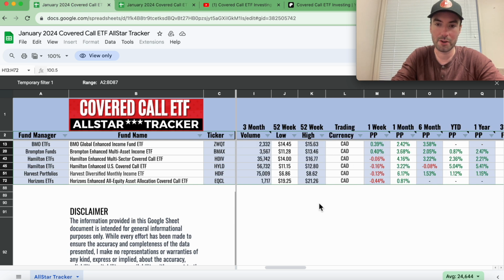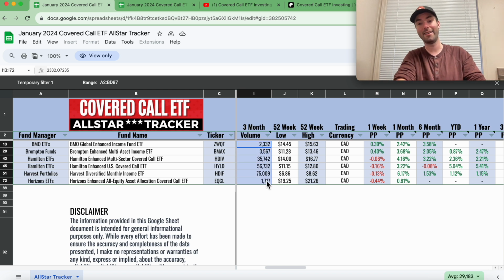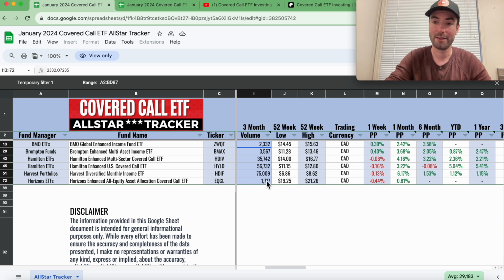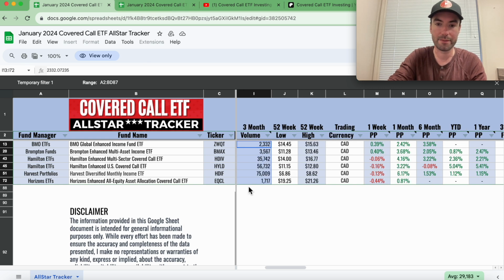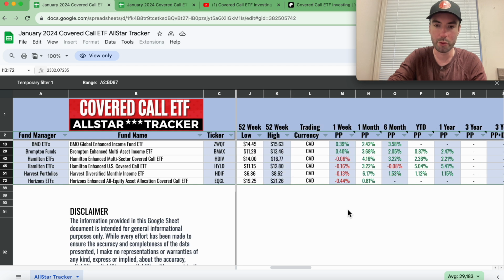Let's go over to the all-in-ones. Let's see if it's more liquid. So over a 3-month term, daily, the sector funds are more liquid over that period of time versus that one day trading volume on December 29th. Okay, so now that we've looked at that, let's move ahead.